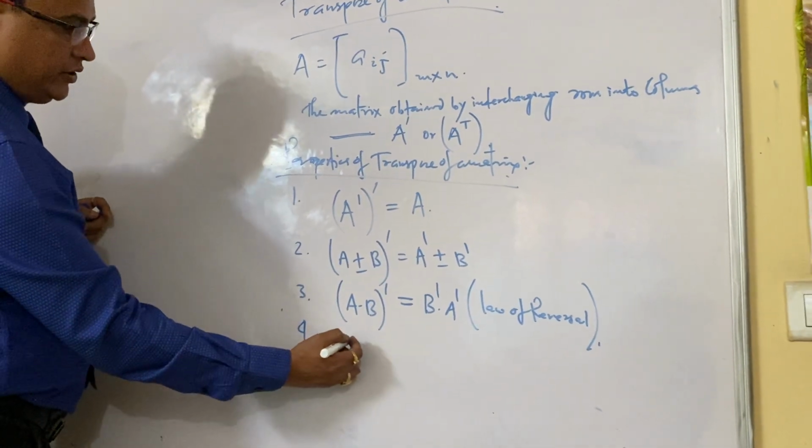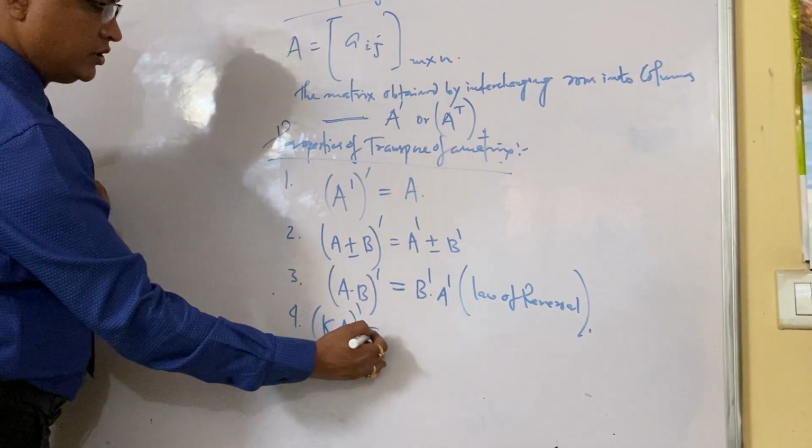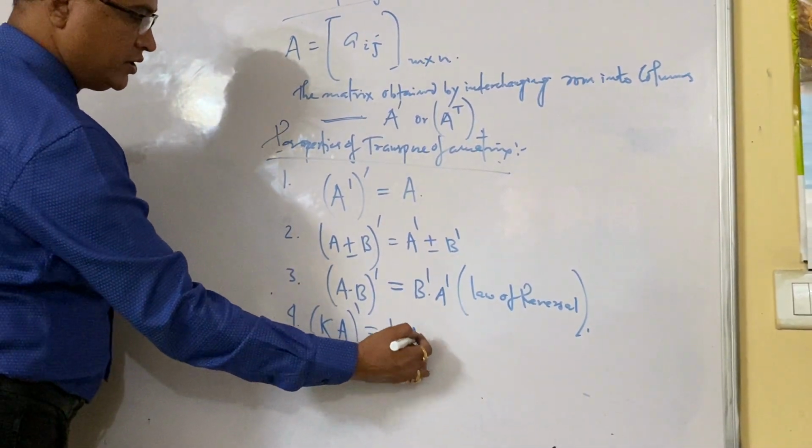And the fourth is that if A is a matrix and you multiply it by any scalar quantity K and transpose, K is a scalar and stays as it is, and only A becomes A dash.